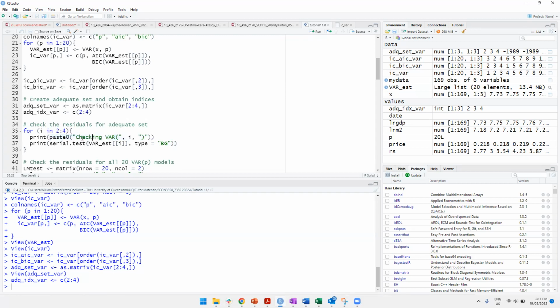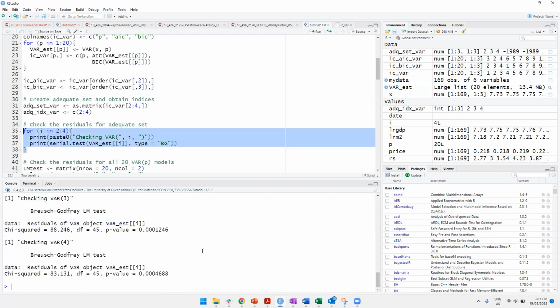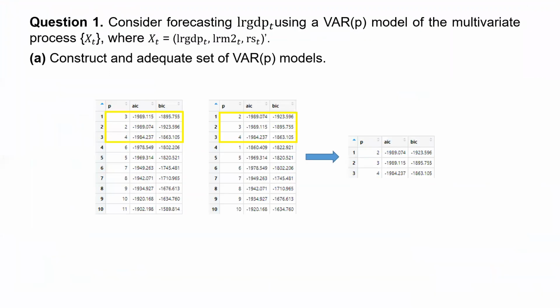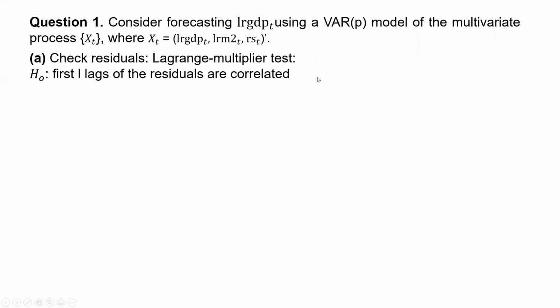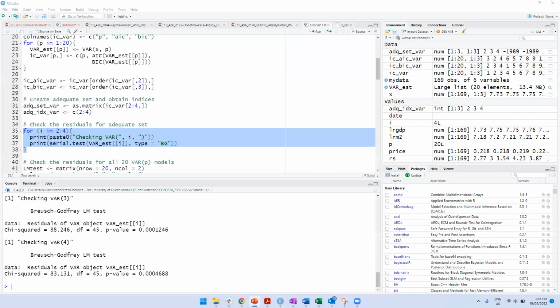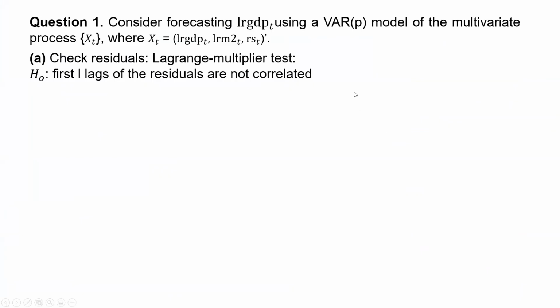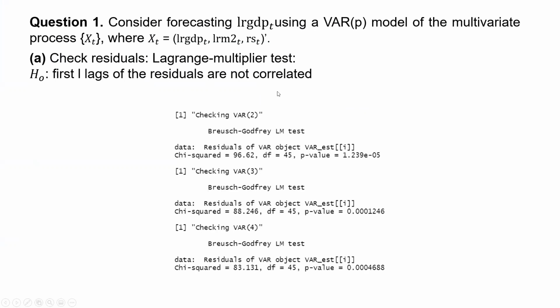I just created a small message, so it shows me what VAR is checking, right? VAR 2, 3, or 4, and shows me the results of the test. Actually, I summarized the results in here. So the null hypothesis of this Lagrange multiplier test is the same as before. The first lags of the residuals are not correlated. That was a typo, sorry. Let me just fix that. All those rhos are equal to 0. So we are interested in failing to reject this if we want to have good residuals. However, the results of the Lagrange multiplier test yield very low p-values. Therefore, these residuals are not okay. We need to go back and select other models.